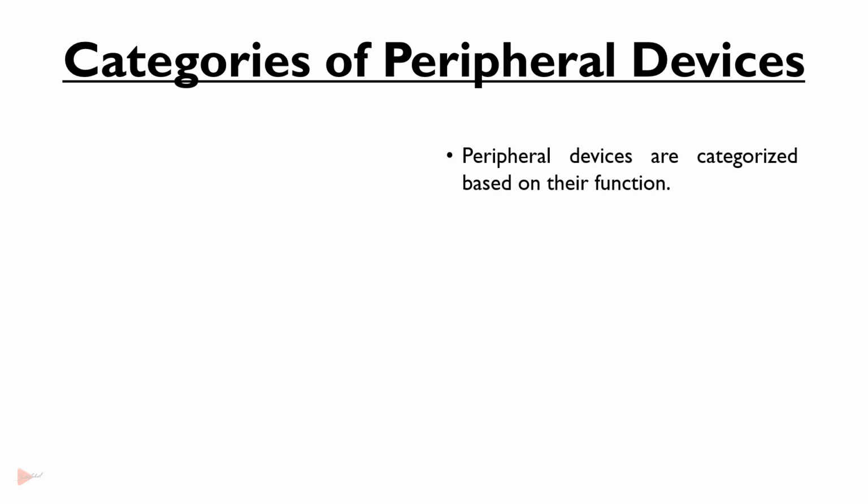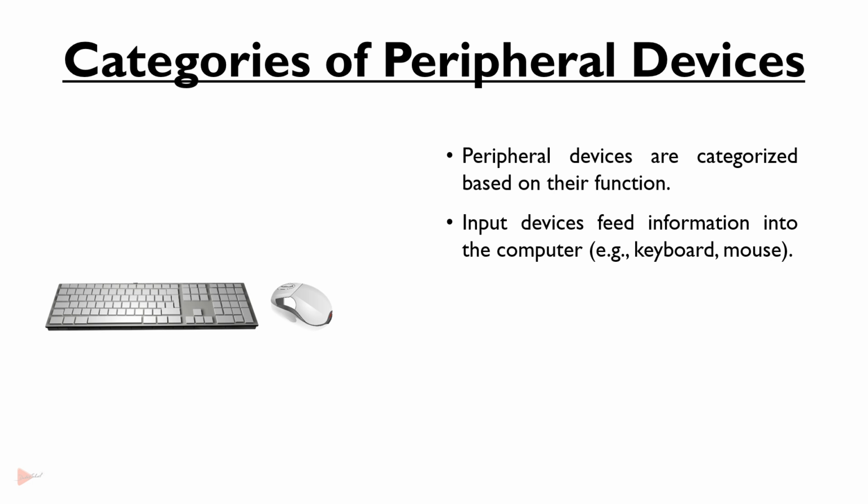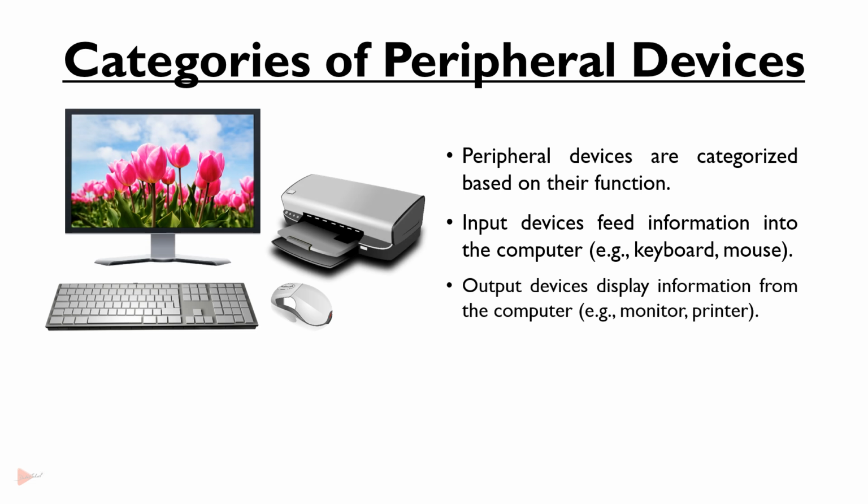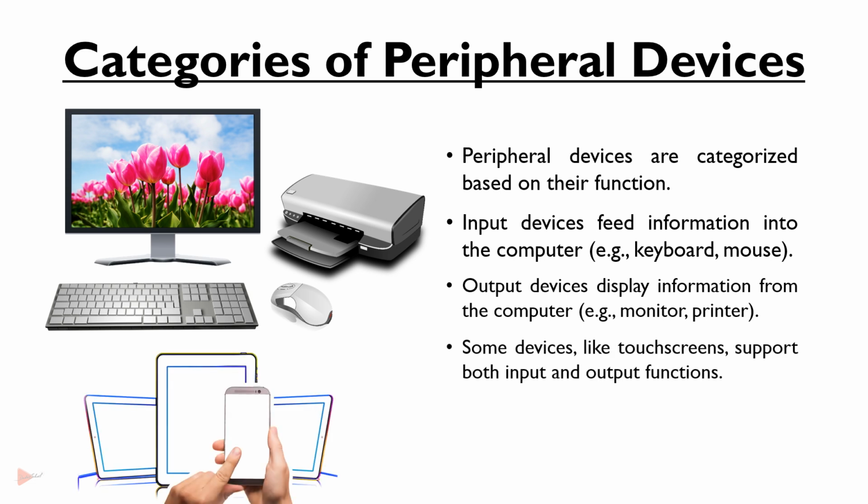Peripheral devices can be categorized based on their function. Input devices feed information into the computer, like a keyboard or mouse. Output devices display information from the computer, like a monitor or printer. Some devices, like a touch screen, can both input and output information.